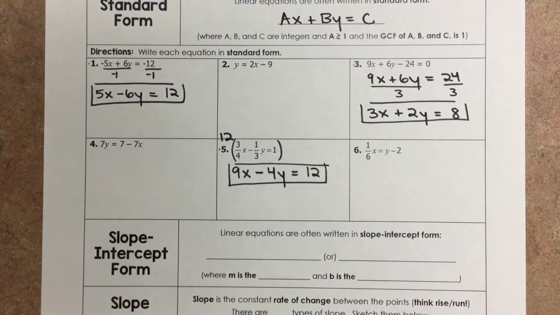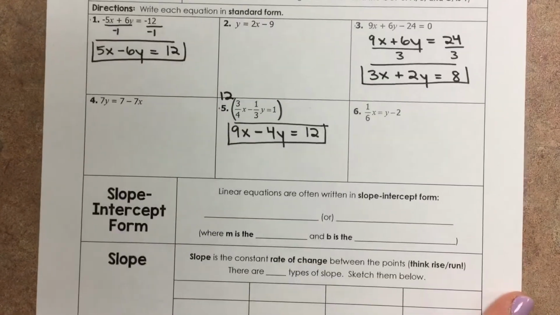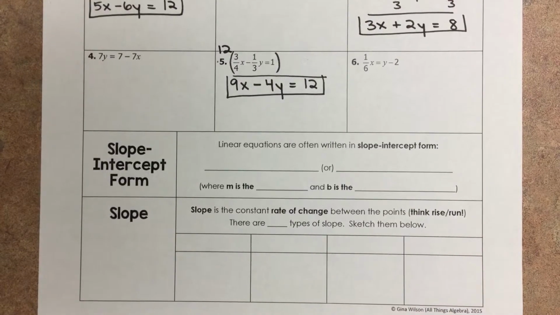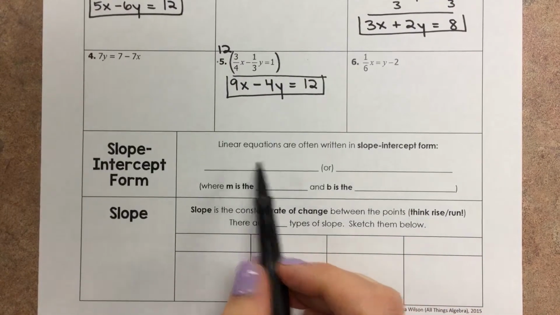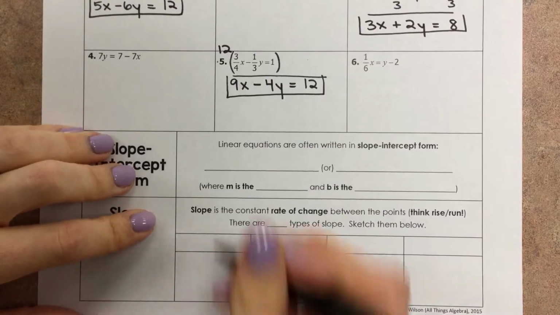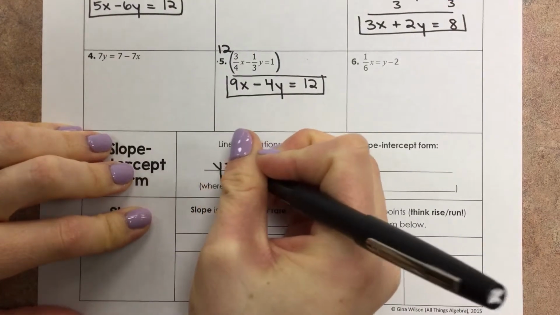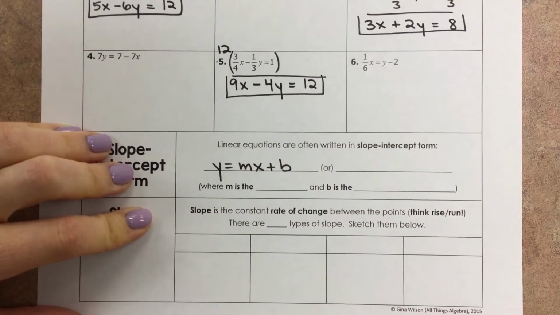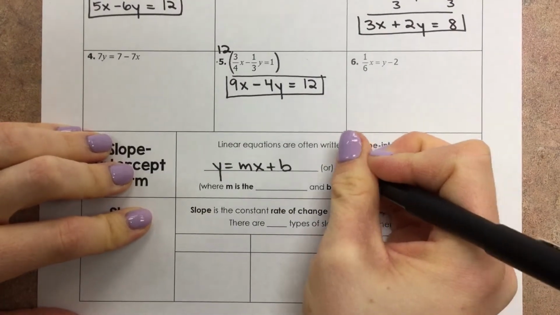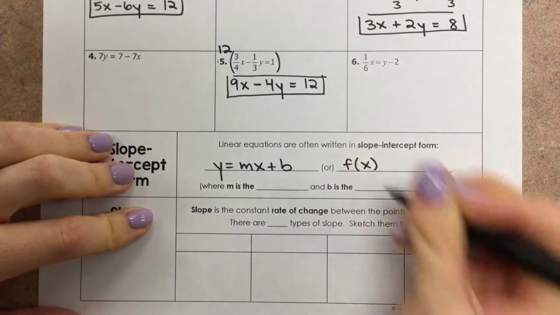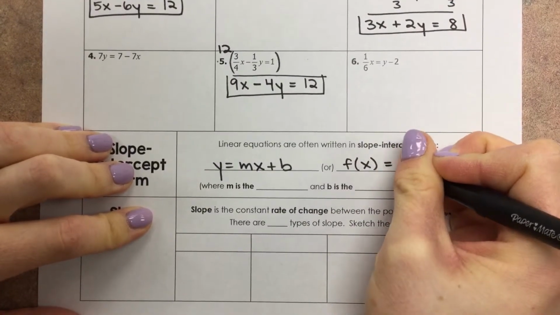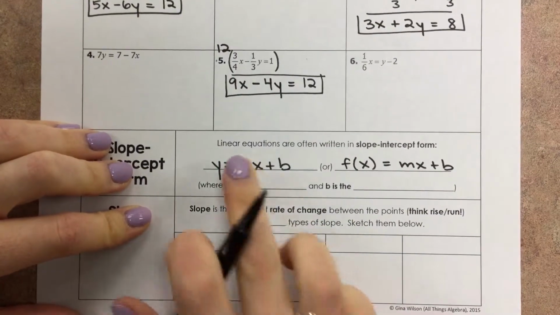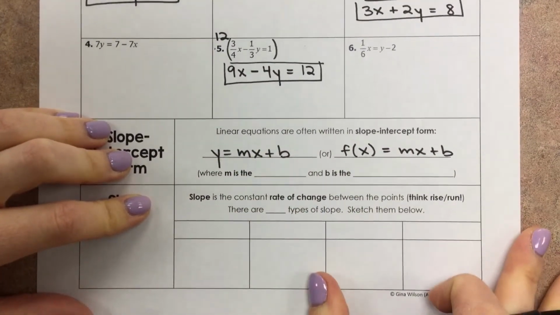All right, so that was our first type. Our next type that we're going to look at is slope-intercept form. And you guys definitely saw this in Algebra 1, probably in geometry as well. So linear equations, a lot of times we'll see them in slope-intercept form, which is this. We've got y equals mx plus b. And since we've been talking about functions as well, you might also see it in function notation. So instead of having a y, you might have f of x equals mx plus b. So you might see that. Those are totally interchangeable. Y and f of x mean the very same thing.